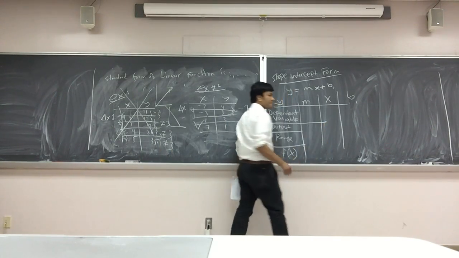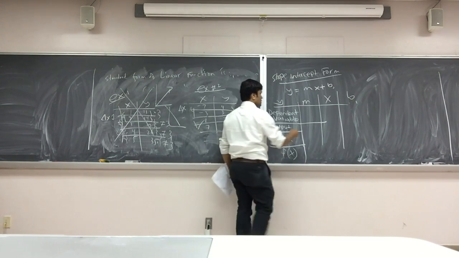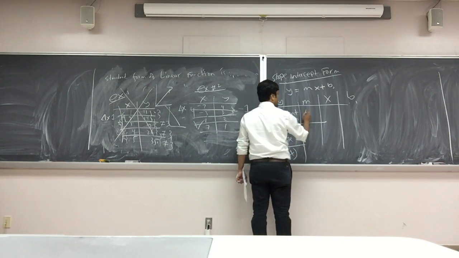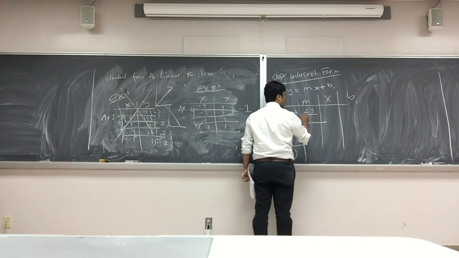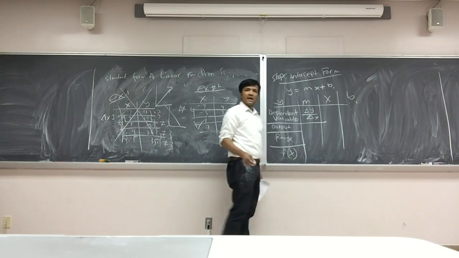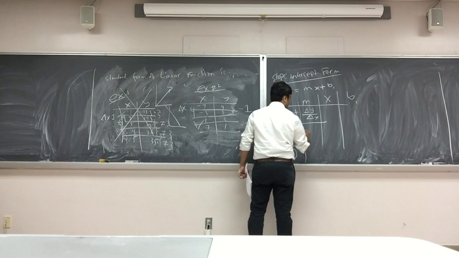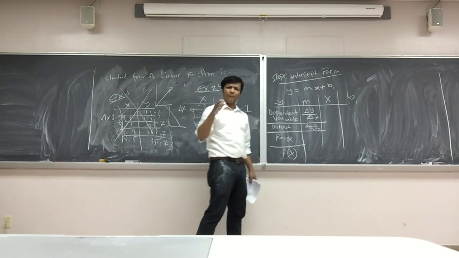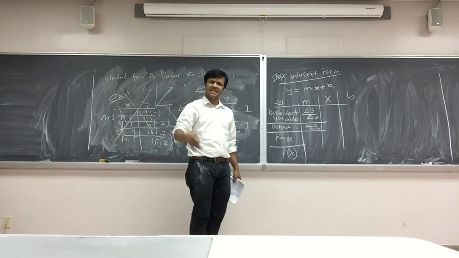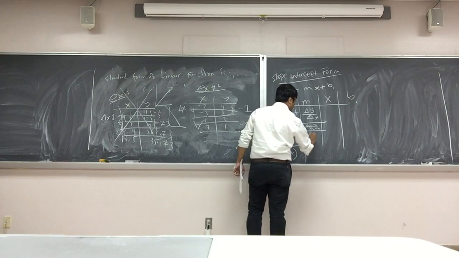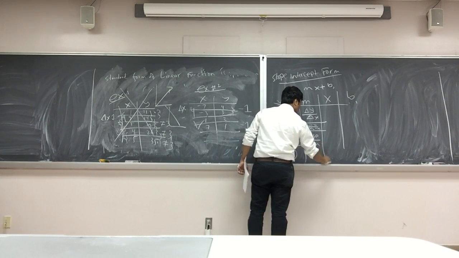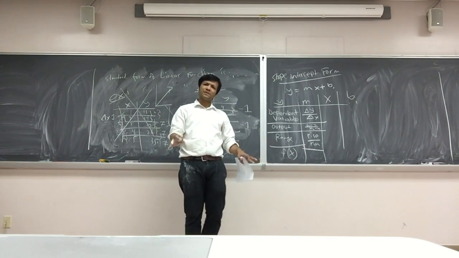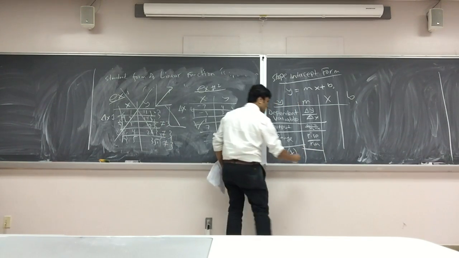What about m? M is the slope. So m can be written as delta y over delta x. M also can be written as y2 minus y1 over x2 minus x1. M also can be written as rise over run. M also can be written as the ratio.